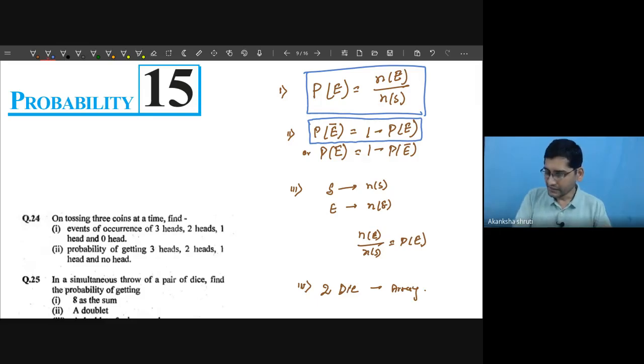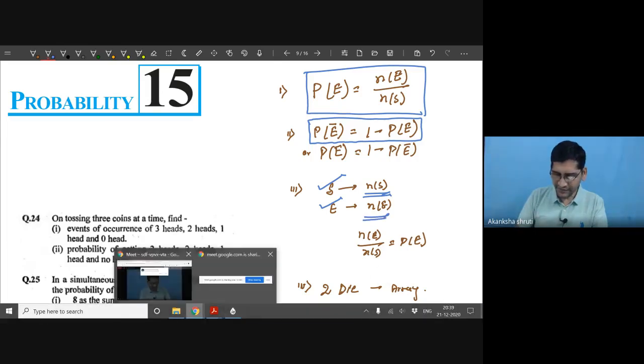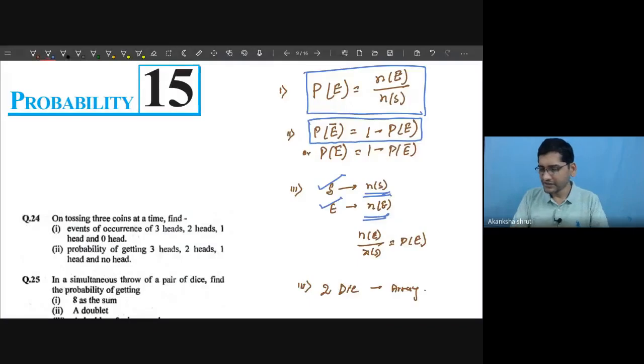In these two things, the important thing is that first we shall write the sample space. Writing the sample space is the most important thing. After writing the sample space, we shall apply the condition to write the event. From the sample space, calculate the number of elements in the sample space. Then from the event, calculate the number of elements in the event. Then take the ratio n(E) by n(S), and you can get the probability of that event. This is the trick that we need to follow.